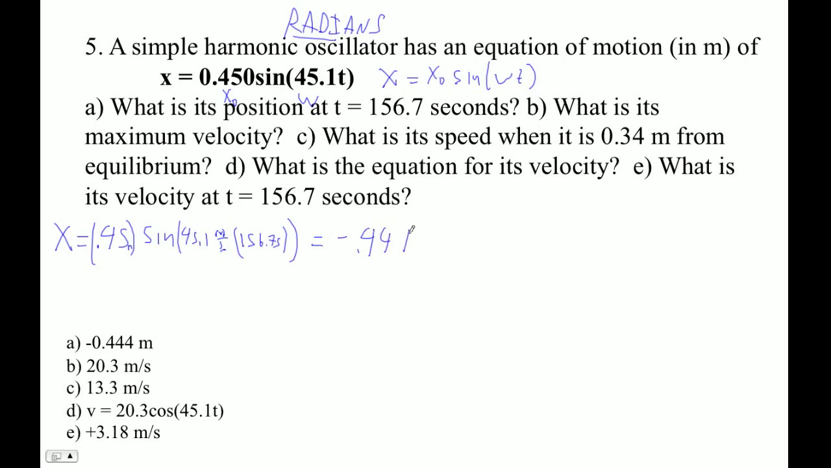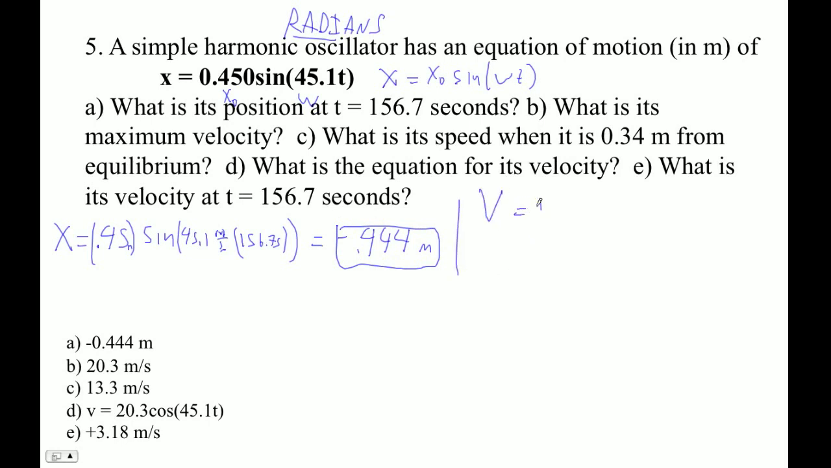Well, this is a cool number. Wow, 0.4444. It's 1, 2, 3, 4, 5 fours, and then it busts out, you know, does a little tap dance or something like that. But that's meters. Okay, that's what my calculator says, right? What is its speed when it's 0.34 meters from equilibrium?